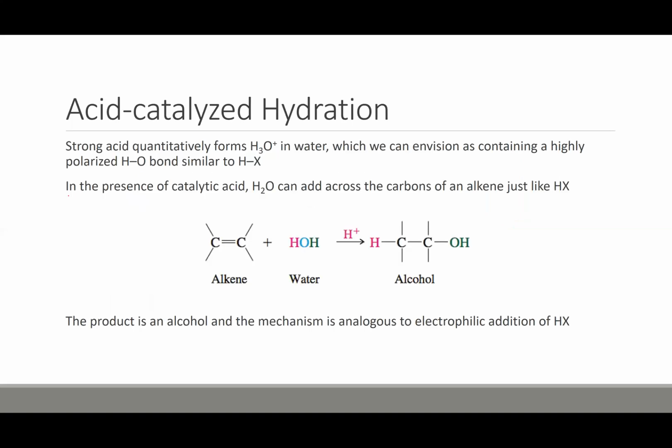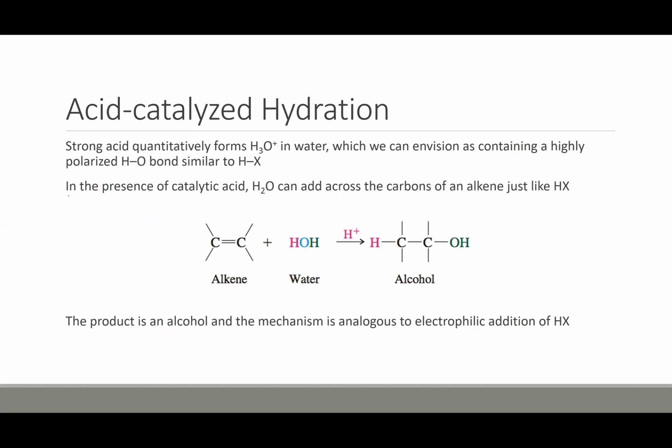Okay, so let's move on to our second named type of reaction. This is another type of addition reaction called the acid catalyzed hydration. Acid catalyzed hydrations are very similar to the HX additions. This is where we're using a strong acid with water to form H3O+. And ultimately, this is going to form a very polarized bond in water, very similar to the HX bond.